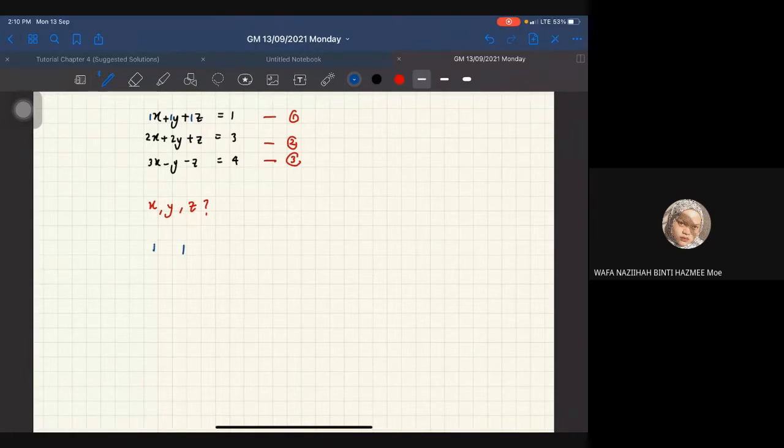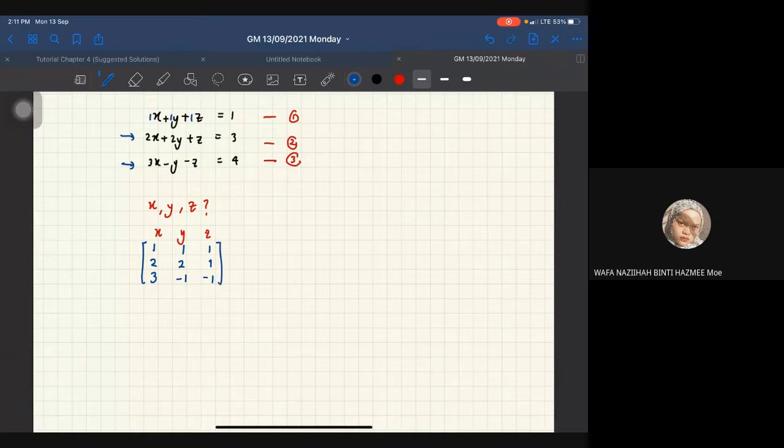That is for the first row. Okay, so ni kita anggap sebagai X, Y, this is Z. Okay, so untuk second equation, so kita punya X is 2, Y kita is 2, Z kita is 1. Okay, and then for the third equation, kita punya X is 3, Y is -1, Z is -1. Okay, so this is our matrix form of your equation.